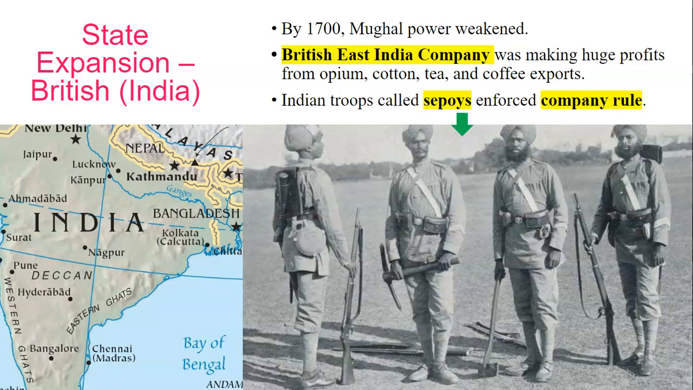So just know that by 1700, Mughal power is actually starting to weaken. So we have the British East India Company making huge profits from opium, cotton, tea, and coffee exports. And they have these Indian troops called sepoys, and they enforce the company rules. So these are Indian men working for the British East India Company.